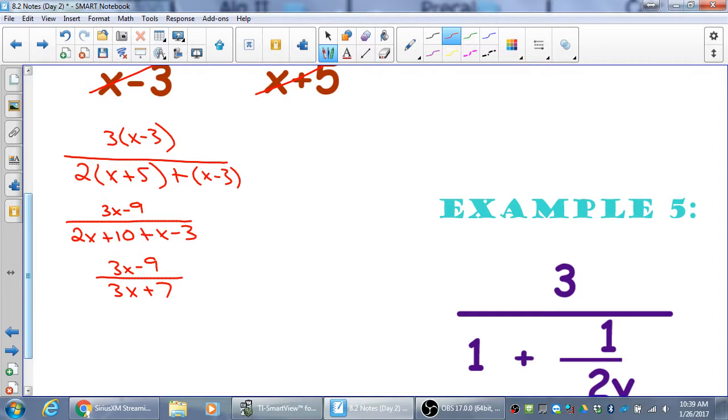Do those 3x's cancel? Are you sure? Have I made that point really clear? Somebody's going to do that on the test. Somebody is going to cancel those 3x's out.